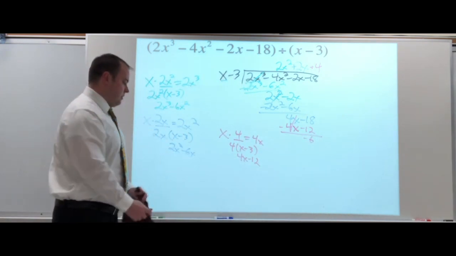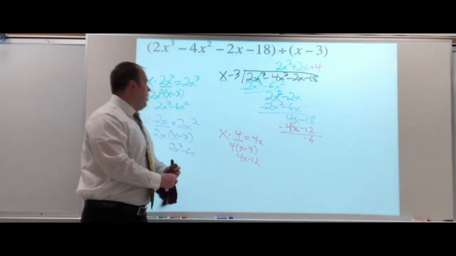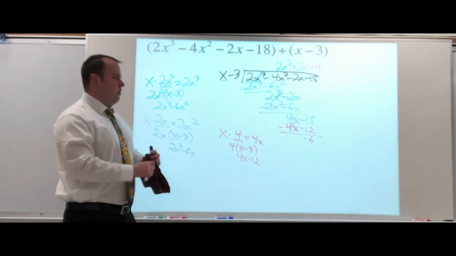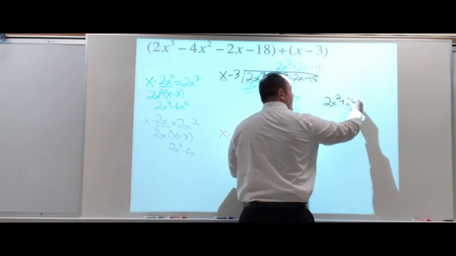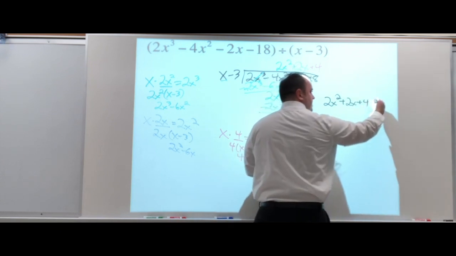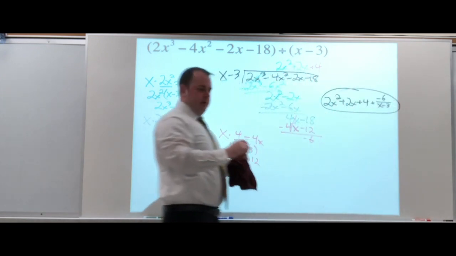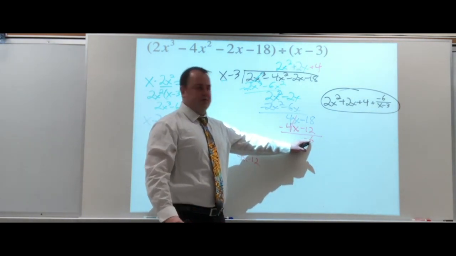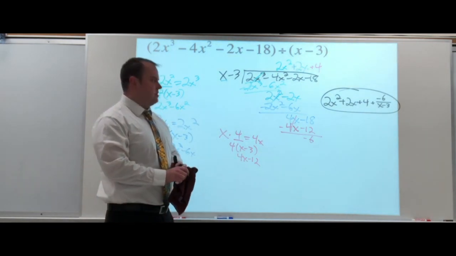You have to remember that remainder, it's a fraction. It's not a whole polynomial x minus 3. So we are going to write this as a fraction. How I would want you to write this is 2x squared plus 2x plus 4 plus negative 6 over x minus 3. And that would be my final answer. Whatever the remainder is, it'd still be written as a fraction, just like if it was integers over what we're dividing by. Negative 6 over x minus 3.